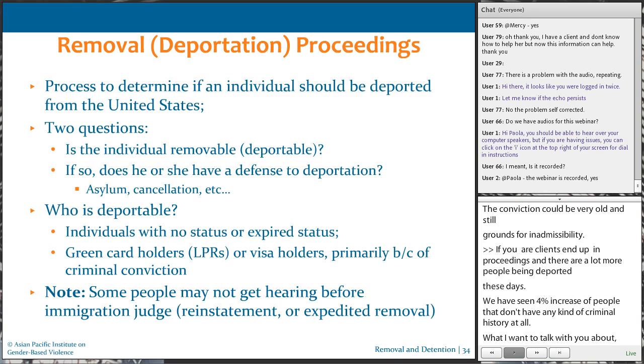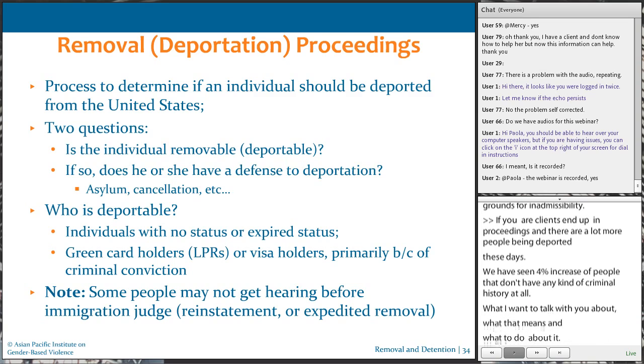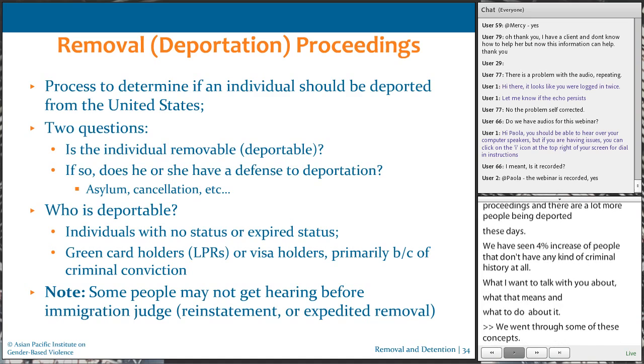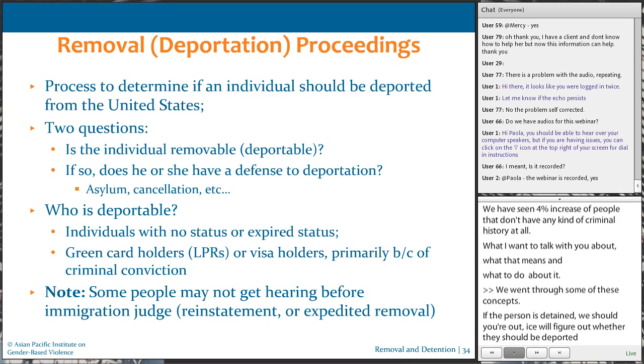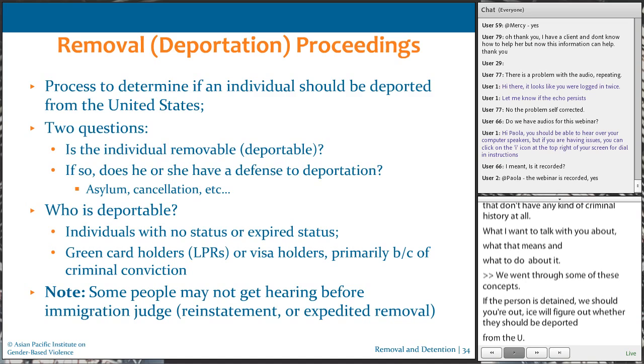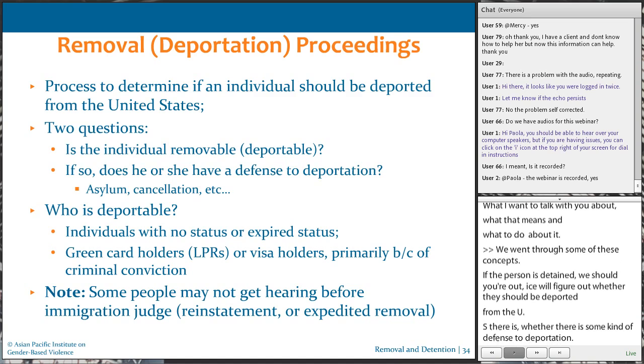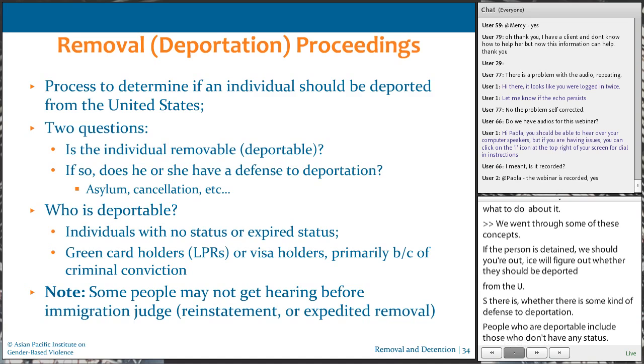We went through some of these concepts. If the person is detained, ICE is going to figure out whether they should be deported from the U.S. They're going to want to know if there's a ground in the law to deport them, and if there is, whether there's some kind of defense to deportation. People who are deportable include those that don't have any current status, and it includes people that have been permanent residents or that have visas, and may have had them for a long time, but they might have some criminal conviction.